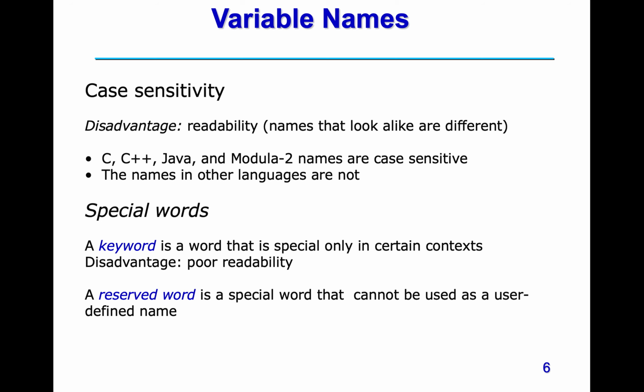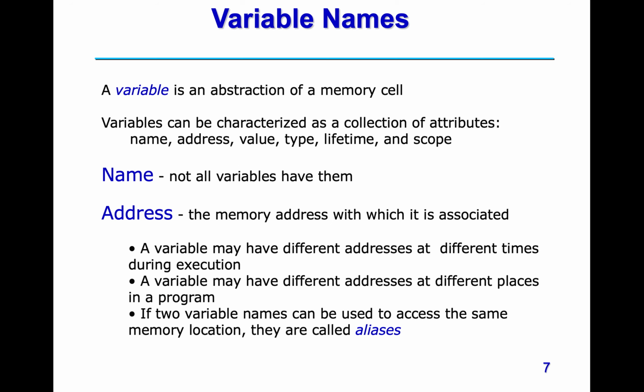So don't worry about keywords and reserved words. It's not really that important either. So when it comes to variables, the variable is an abstraction of a memory cell. I drew this on the board, and we talked about the two components of a variable, if you remember.